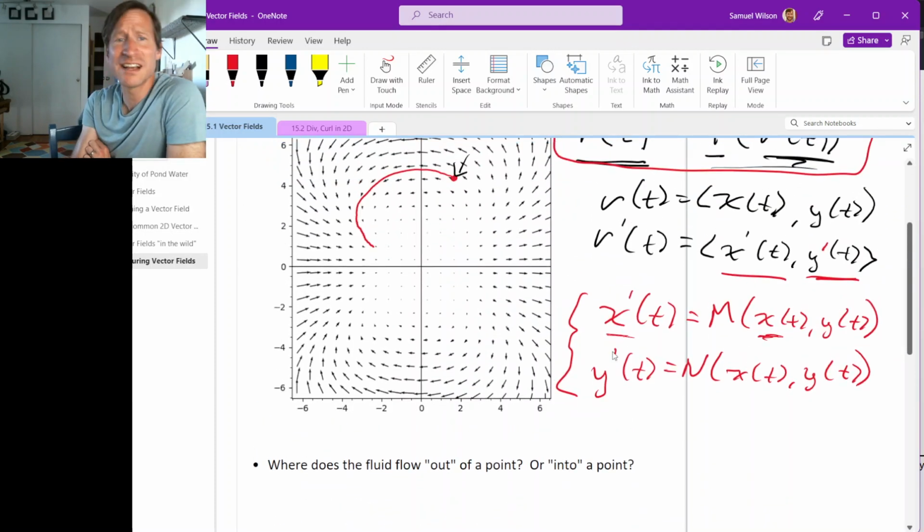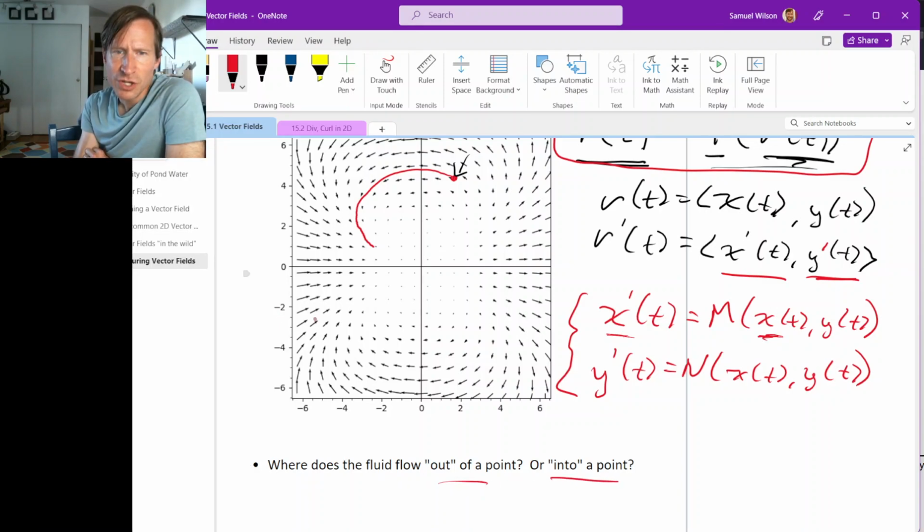Another question we could ask about a vector field is, does a fluid flow out of a point or into a point? So you can imagine that at this spot right here, for example, if we look at the region nearby, it looks like the arrows flowing into this spot are a little bit longer on average than the arrows flowing out of this spot. And that means that at this spot, in total, fluid is flowing in.